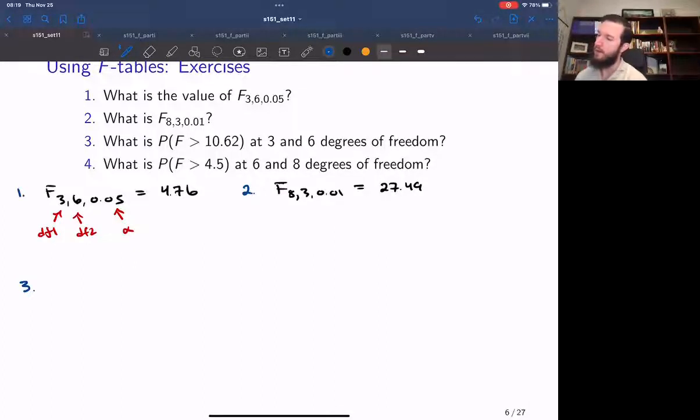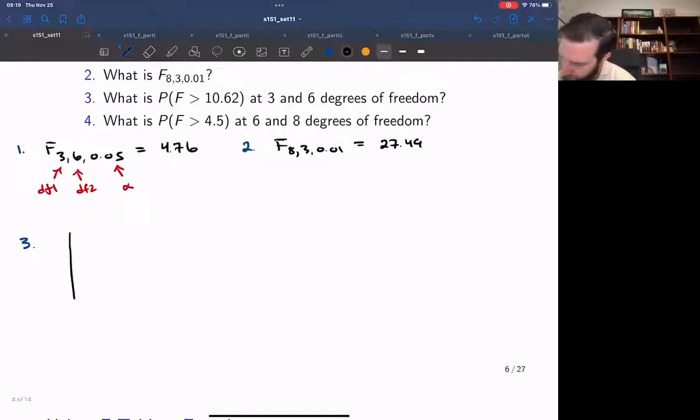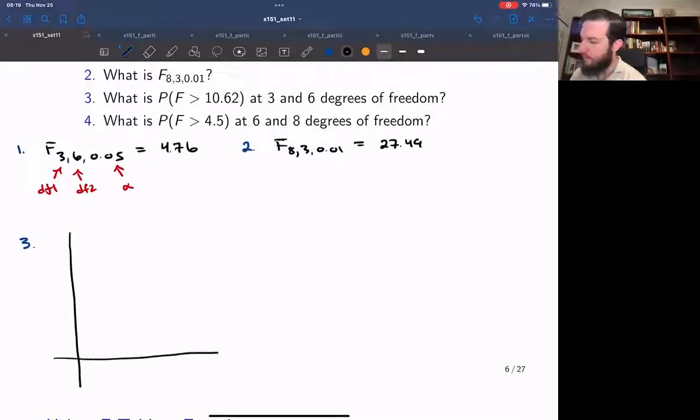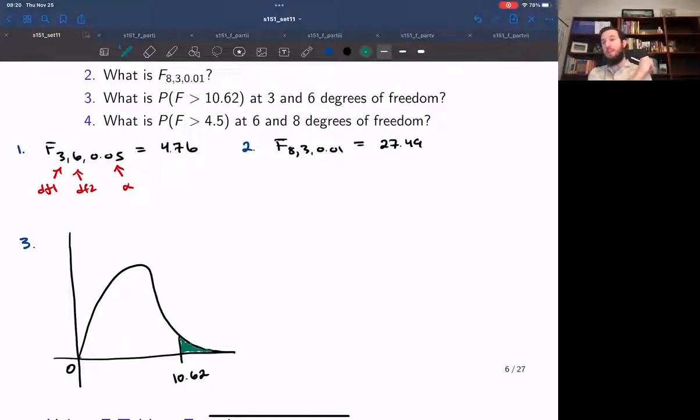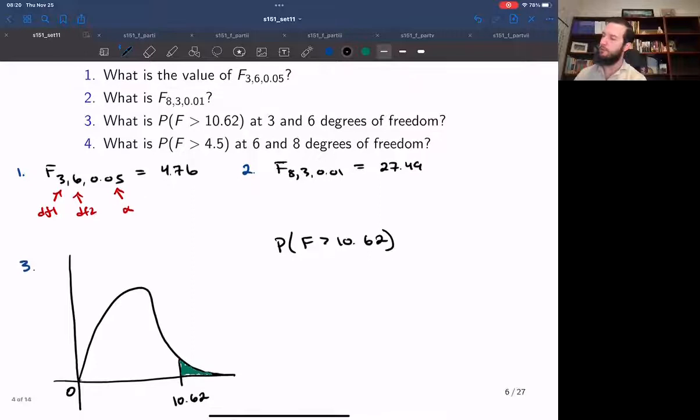Okay, what is the probability that F is greater than 10.62 at 3, 6 degrees of freedom? This is going to be an example of finding a p-value. So we're going to sketch our right skewed curve. Again, the curve starts at 0. In this case, we have 10.62. And we want to know the size of this shaded area to the right of 10.62. So the probability F is greater than 10.62, with 3 and 6 degrees of freedom.